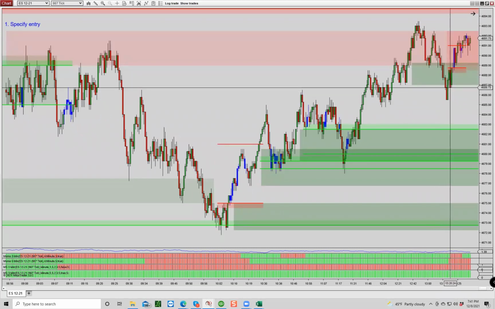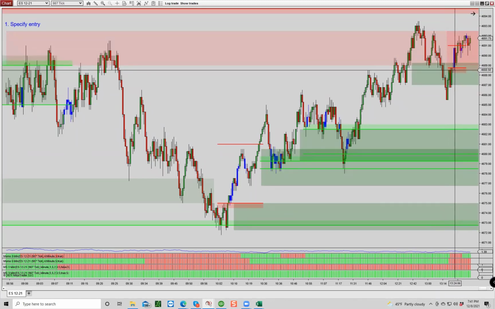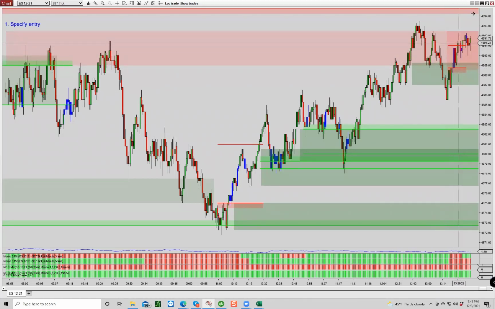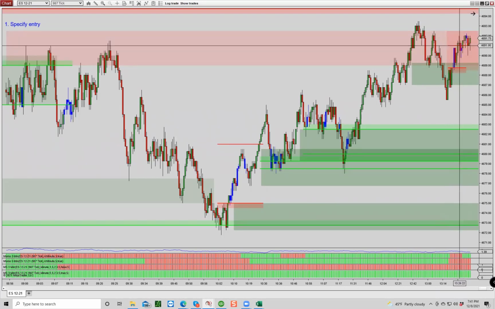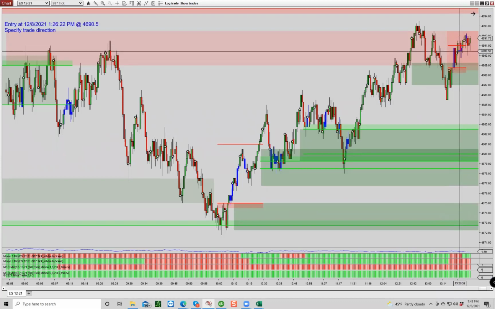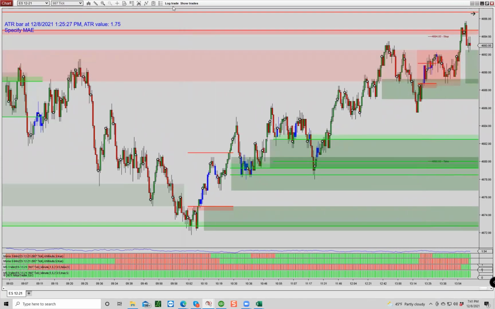All right, where's my entry? Here's a red bar. I don't get filled. Here's a signal bar. I don't get filled. So it looks like my next entry would be up here. We'll get in right there and we get stopped. So the trade stops us out.